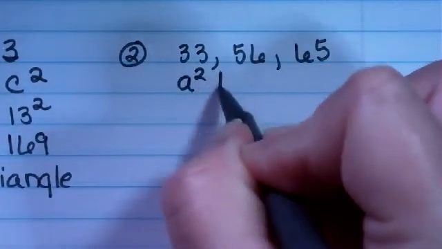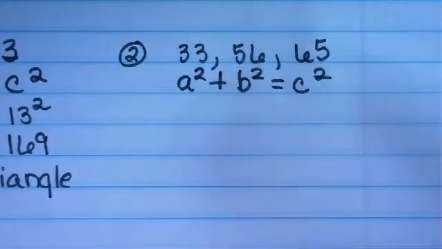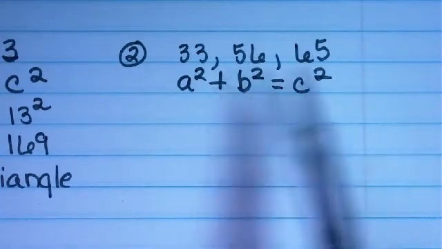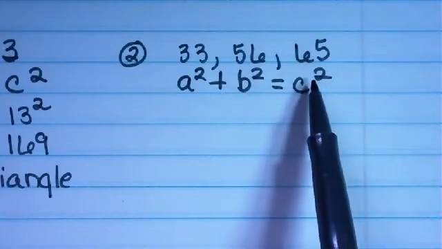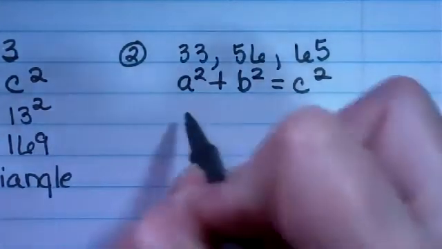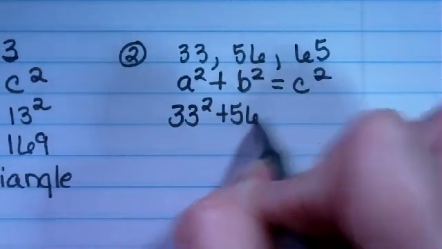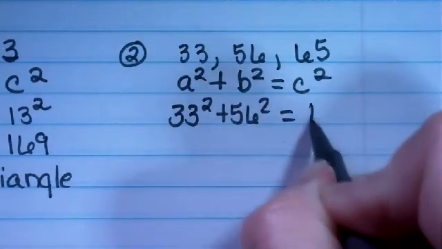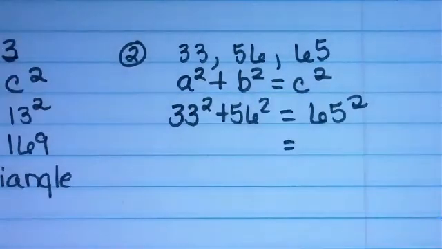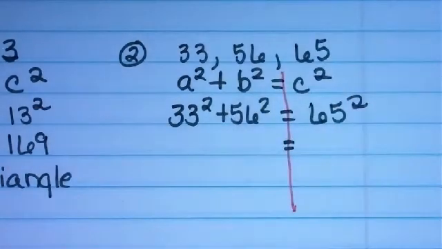A squared plus B squared equal to C squared. Now, I'm going to let the 33 be A, the 56 be my B, and 65 be my C. So, next line would be 33 squared plus 56 squared equal to 65 squared. Now, again, a lot of you like the river to show that you've actually got two sides going on at the same time.